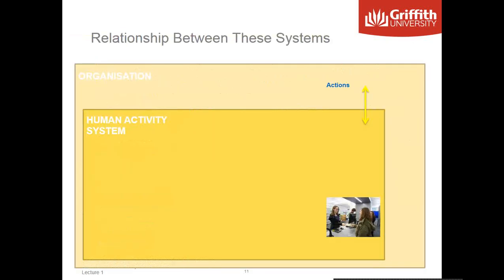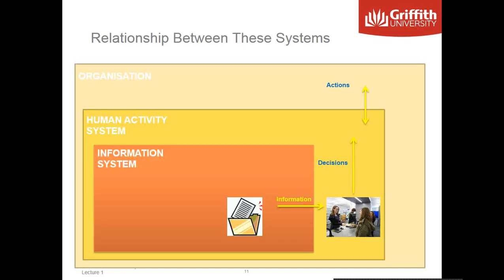So let's have a look at the relationship between the different systems that we've talked about so far. So we have an organization on the outside, and there's some actions. I'll get back to that in a minute. There's a human activity system in the middle there, so the yellow sort of part.